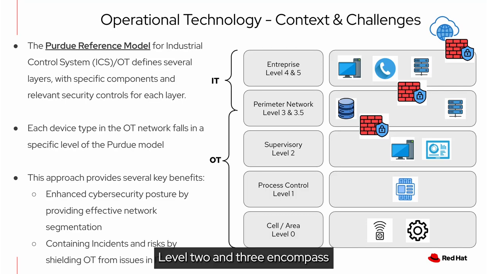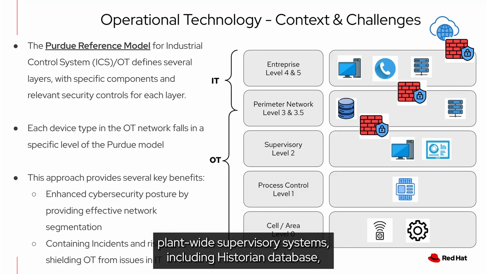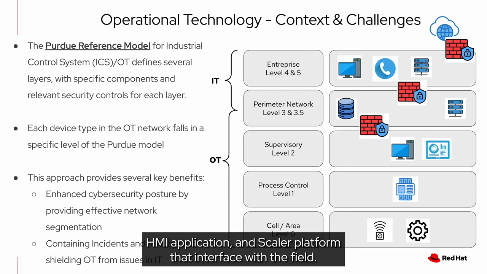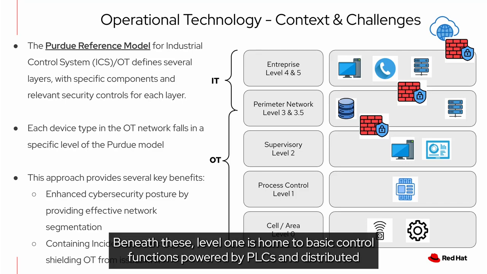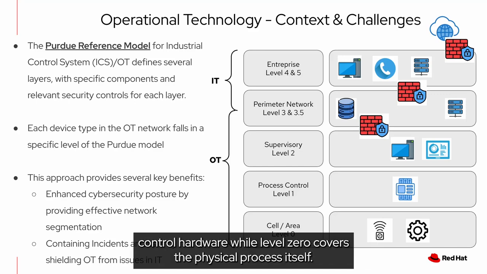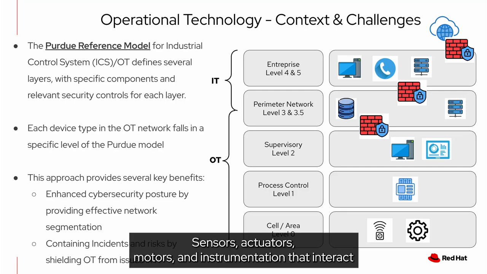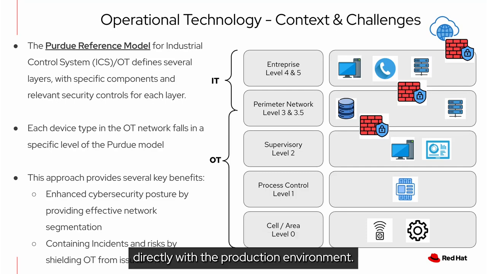Level 2 and 3 encompass plant-wide supervisory systems, including historian database, HMI application, and SCADA platform that interface with the field. Beneath these, Level 1 is home to basic control functions powered by PLCs and distributed control hardware, while Level 0 covers the physical process itself, sensors, actuators, motors, and instrumentation that interact directly with the production environment.